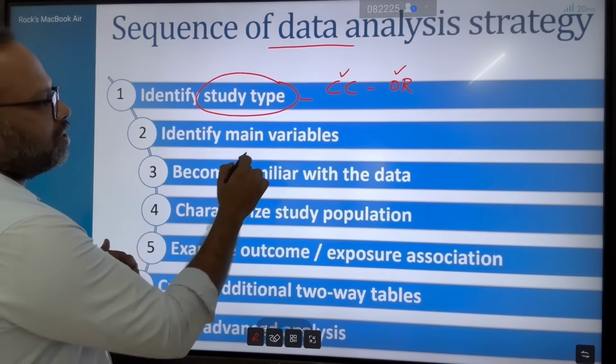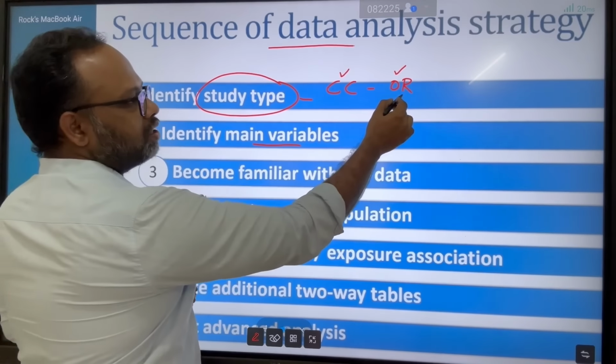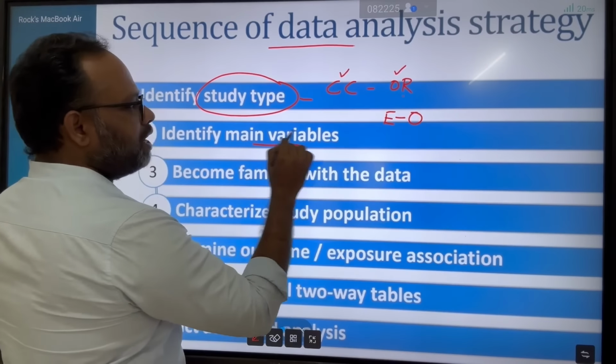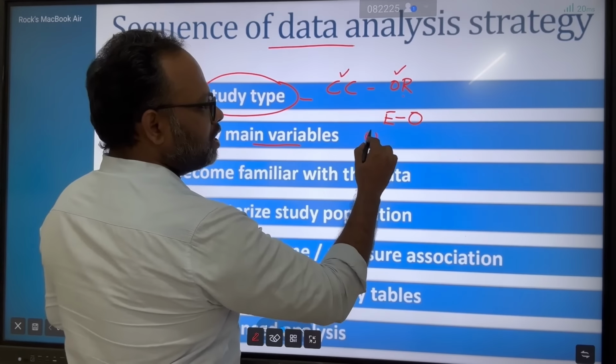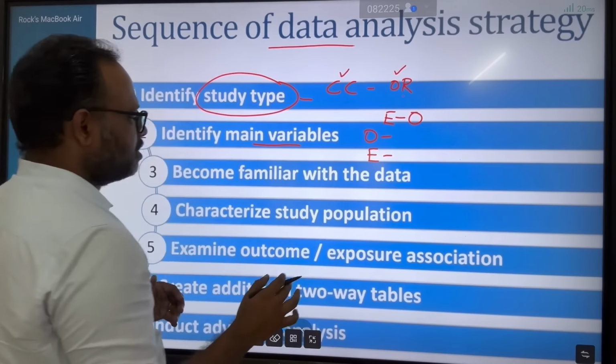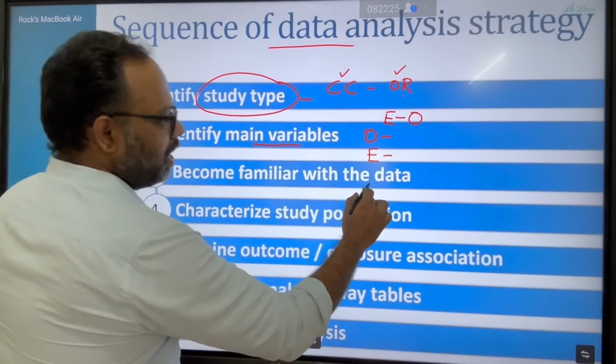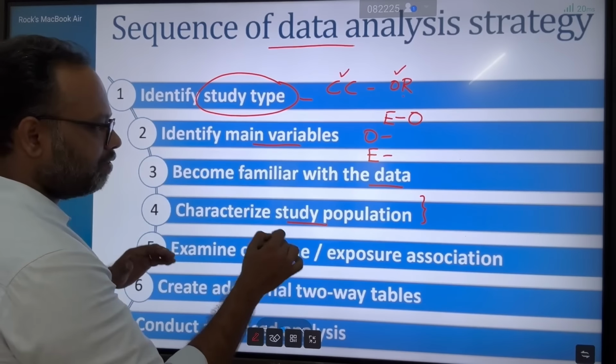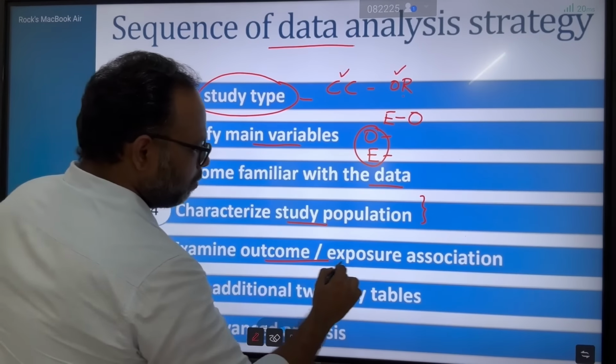Then we will identify the major variables. That is, for odds ratio, we should have an exposure and outcome factors. So the main study variables, we need to decide the outcome and the exposure factors. Then we should become familiar with the data. Then we should characterize the study population. Then after that, we will understand about the outcome and the exposure.